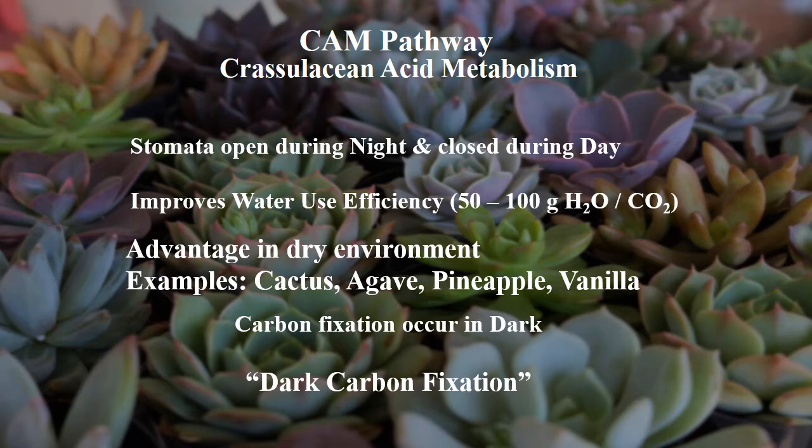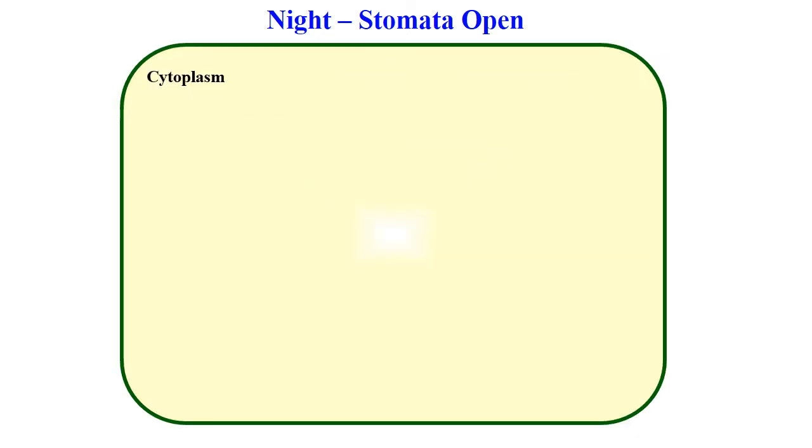Here the carbon fixation occurs during dark, so this cycle is also known as dark carbon fixation. Let's see in detail about this CAM pathway. The CAM cycle involves two steps: acidification and deacidification. Acidification takes place during nighttime when the stomata are open, and deacidification occurs during daytime when the stomata are closed. So the first step is acidification.